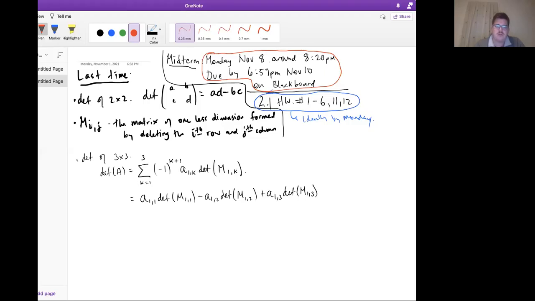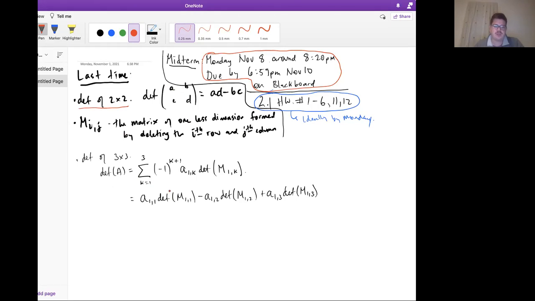Okay, so we did determinants, and just a little review from last time. We discussed the determinant of a 2 by 2, which is take the product of the diagonal and then subtract the product of the off diagonal. And then in talking about the determinant of a 3 by 3, we constructed this very wild formula, but we saw that in the formula there was a lot of 2 by 2 determinants.